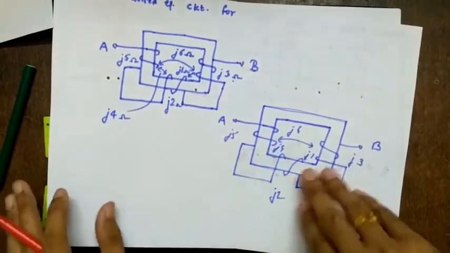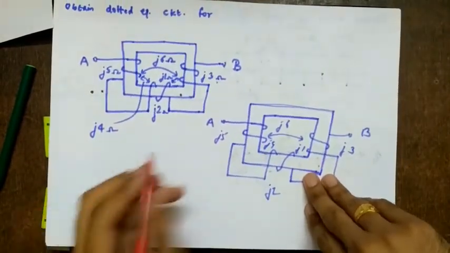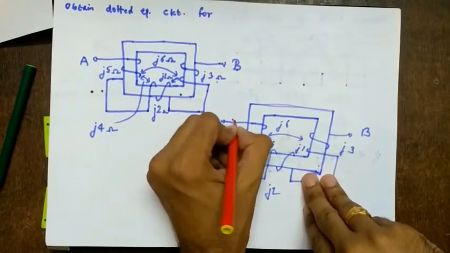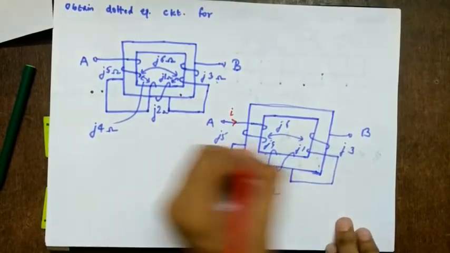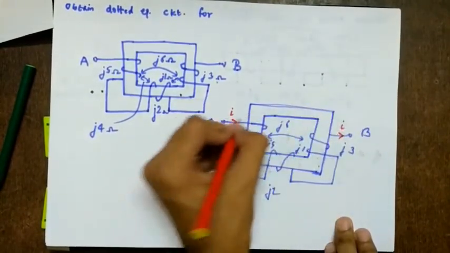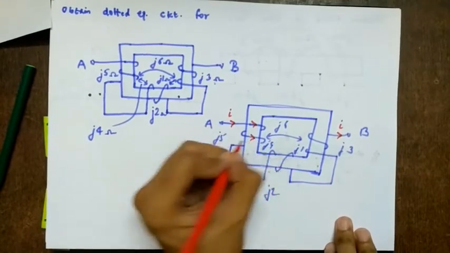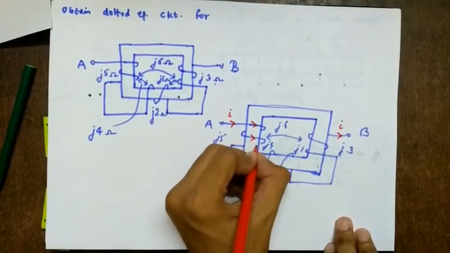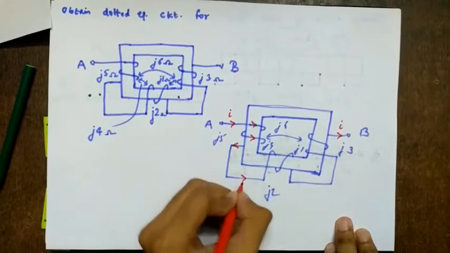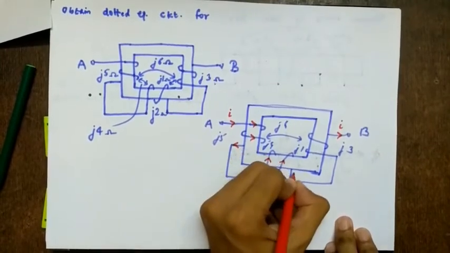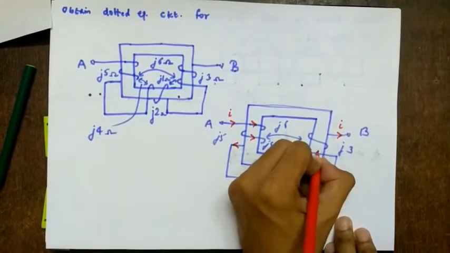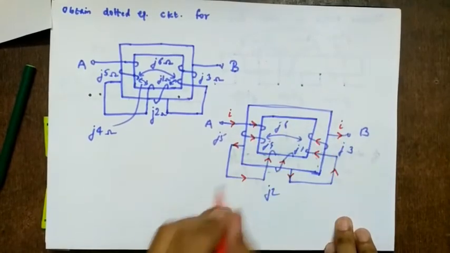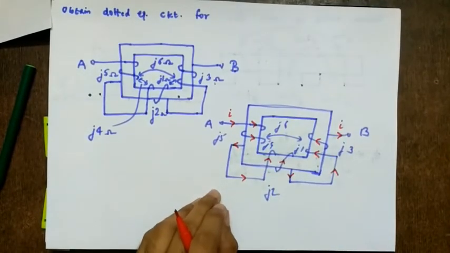First step is to redraw the network. What is the second step? To assign the current. So let's say it is entering here, so it should leave here. So here it is like this, so here also it should be like this. So it is coming like this here, so up. So here down, up, towards left and right. Correct?